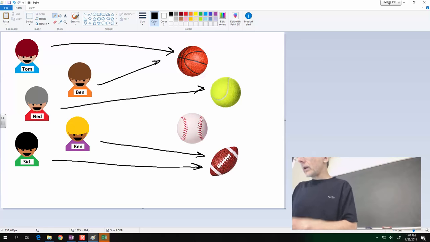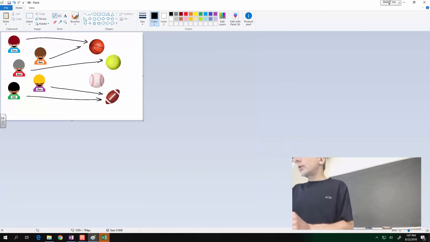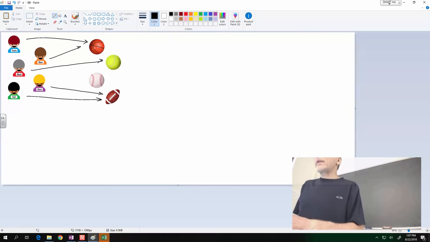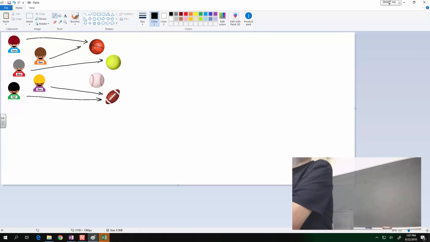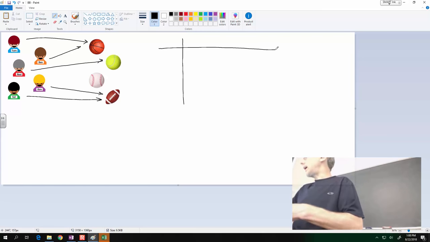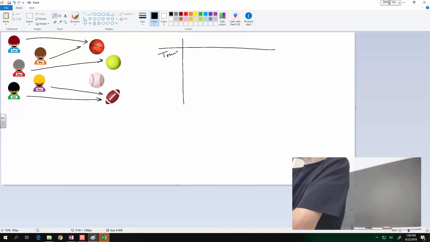Okay, and then we are progressing in the same manner. It is a relation, so whatever we have learned how to do, we will continue doing. So in other words, we're going to form our table, and then we're going to draw the graph of this function. Okay, so let me do that again. I'm writing, just for the sake of the table, these five boys once again as a list: Tom, Ben, Ned, Ken, and Sid.